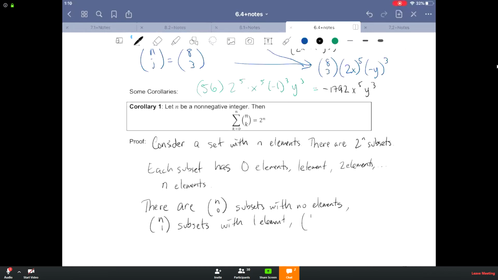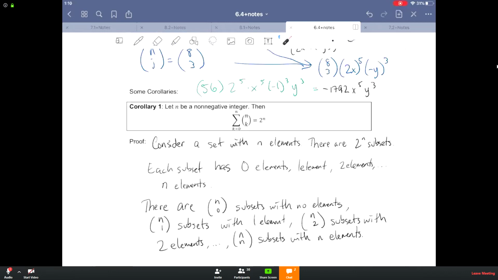And you'll start to see the pattern. There's n choose 2 subsets with 2 elements, right? All the way up to n choose n subsets with n elements, right? All those together are your number of subsets, right? But we said that there were 2 to the nth of them. So adding all these together should give you 2 to the nth, which is what that corollary is.